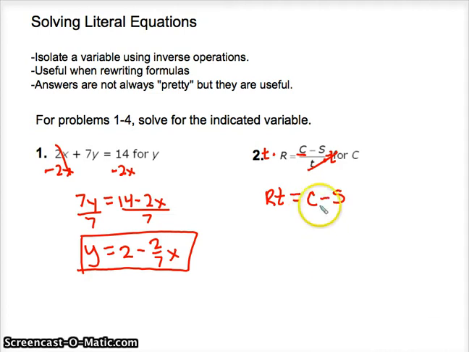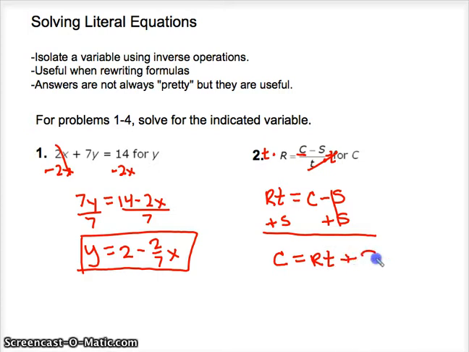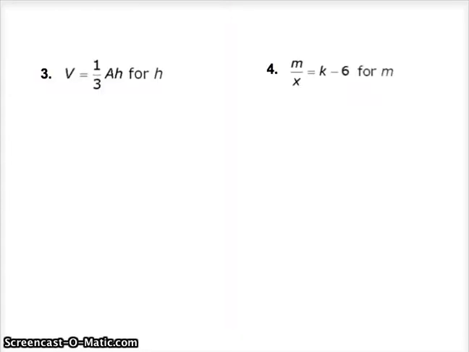Okay, I still want to get c by itself, so I need to get the s away from it. It's a negative s, so I'm going to add s to both sides. The s's now cancel, and I'm left with c equals rt plus s. And that's your final answer. We'll leave it just like that. Catching on? Let's try a couple more.